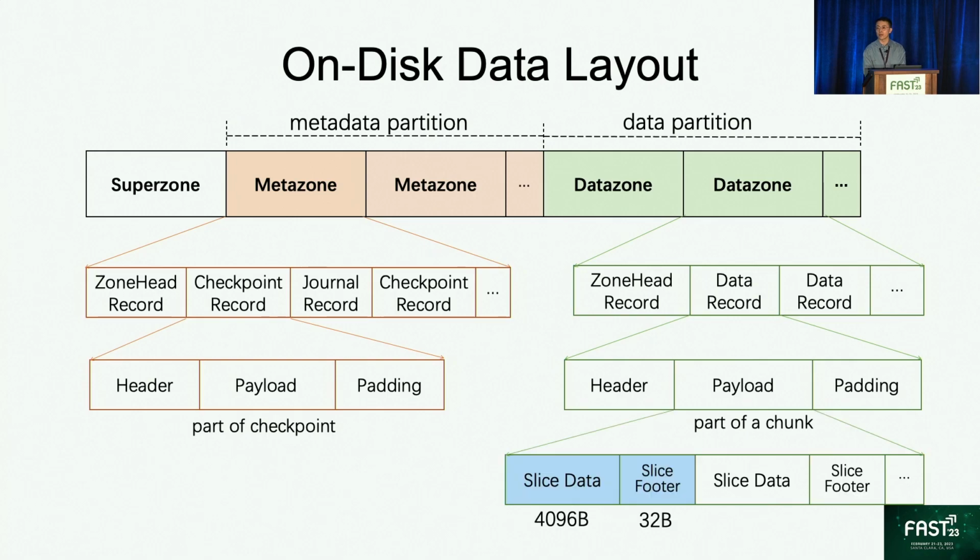The format of the payload is quite different from other types of records. We further split the payload into multiple slices. Each slice has 4 kilobytes of user data and a 32 bytes footer. The design aims to reduce read amplification when we just need to read a small part of the payload.